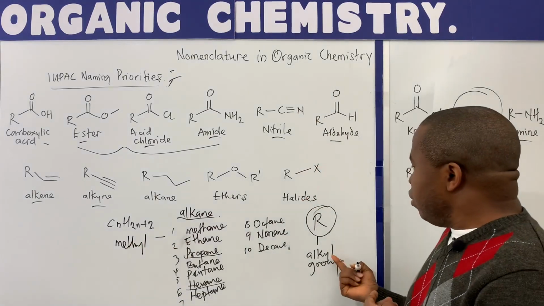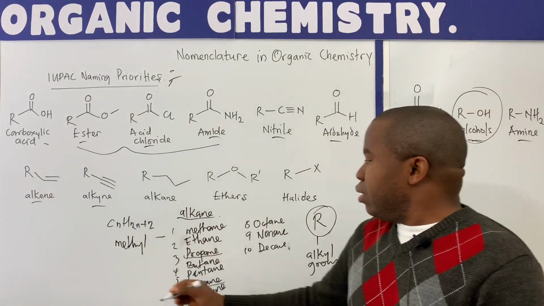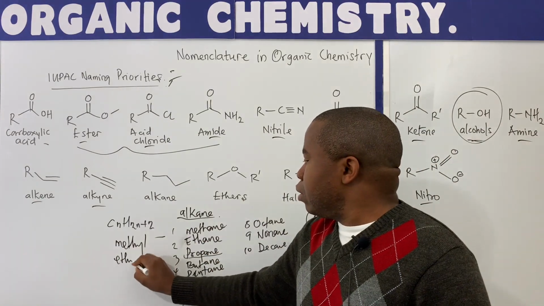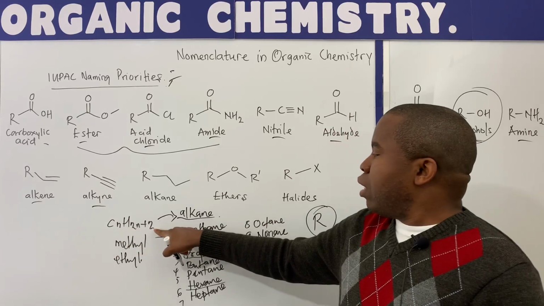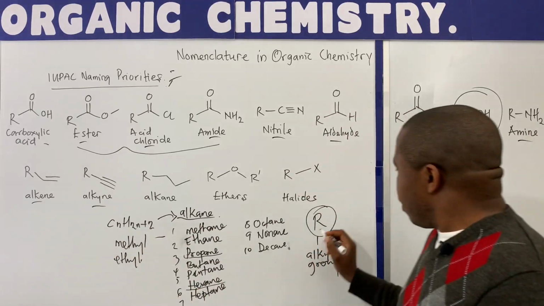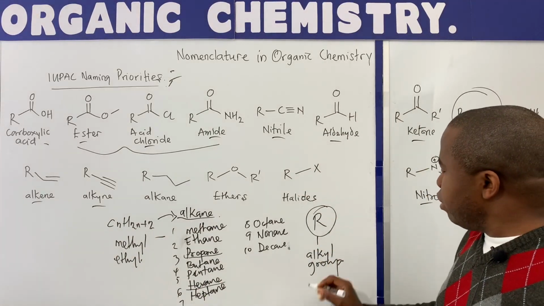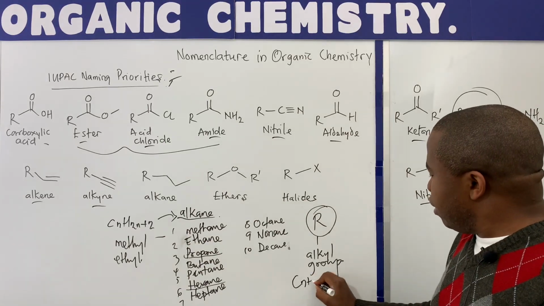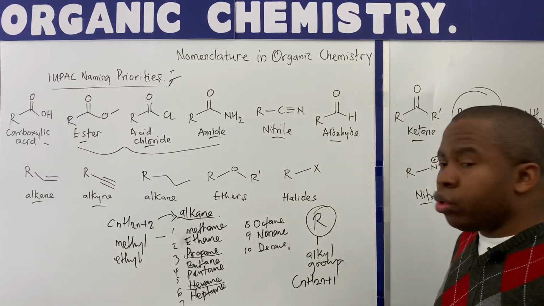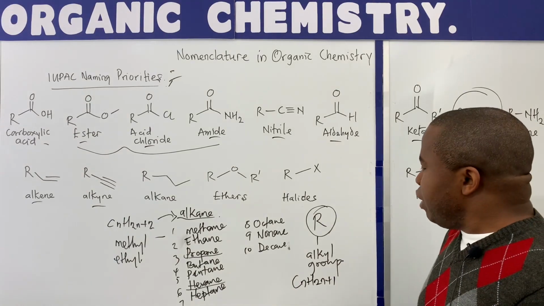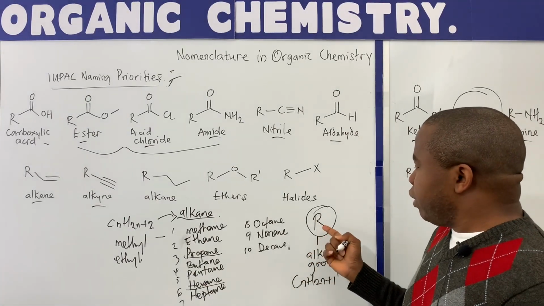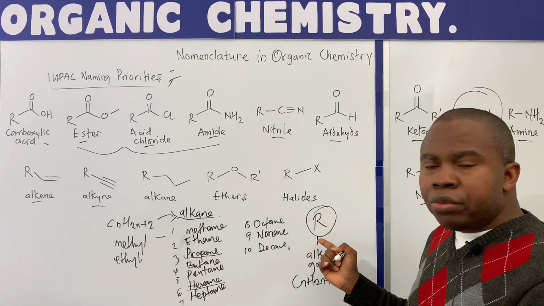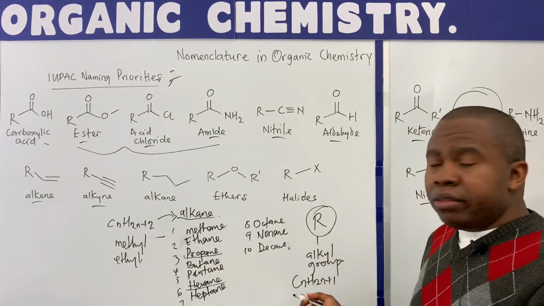And the alkyl group for the ethane is going to be ethyl. So we say this is the formula for alkane. And in a like manner for alkyl, the formula is CnH2n+1. So what that means is that if you want to have the 5th member of the alkyl group, it's going to be pentyl.